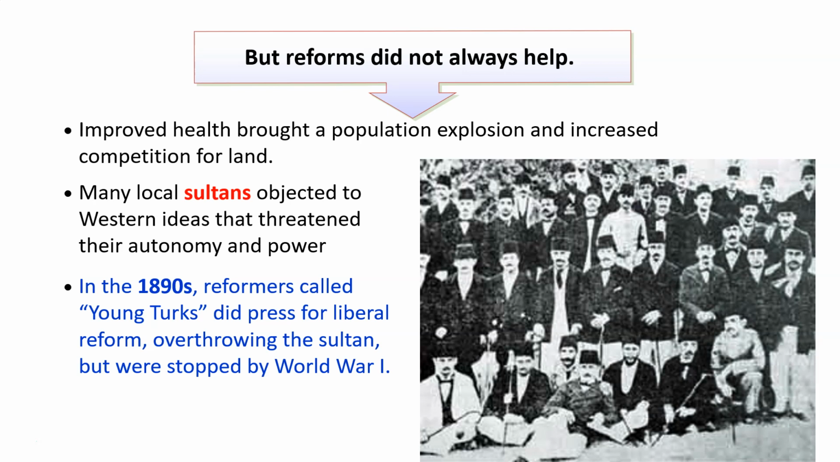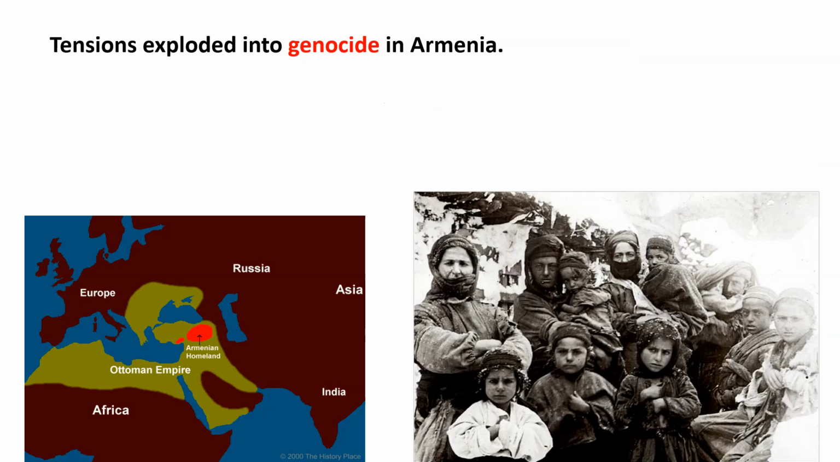But this movement, this tension created by these reformers, by the Young Turks, this nationalistic, proud of being Turkish, to the exclusion of some of the other ethnicities within the Ottoman Empire, exploded in this time. And it exploded relative to a group of people that lived in Armenia, which you see there in the red.